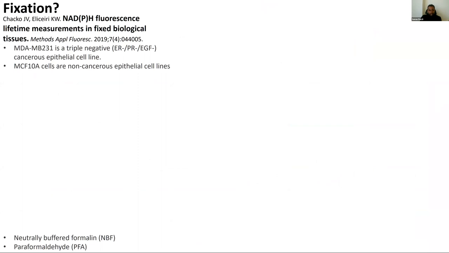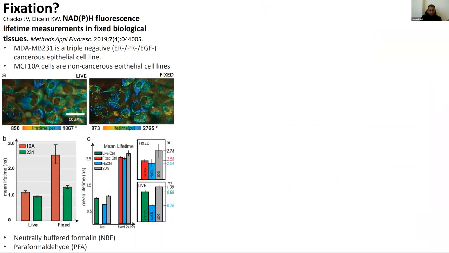So what about fixation? Does it change anything? There's a paper from Jane, who was a postdoc with Michelle back in the time, and they looked at that. They looked at 2 different cell lines: a triple negative breast cancer cell line, and MCF10A, which is a non-cancerous epithelial cell line. And if you look at live and fixed in terms of mean lifetime in the NADH channel, yes, the lifetime changes. However, the behavior stays the same.